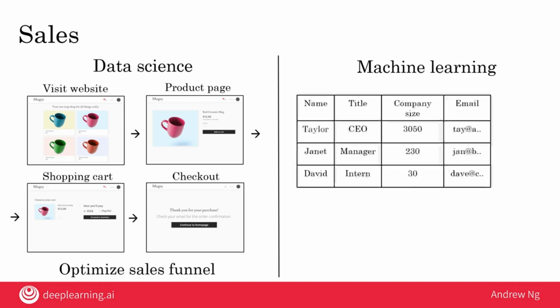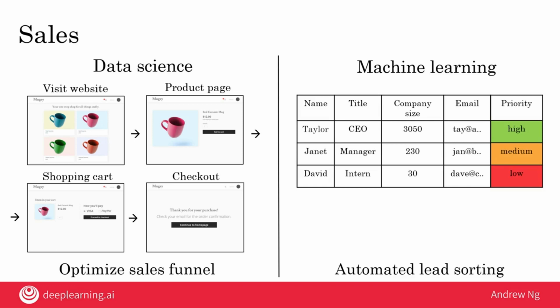If you're a salesperson, you may have a set of leads about different people that you could reach out to convince them to buy something from your company. Machine learning can help you prioritize these leads. So you might want to prioritize calling up the CEO of the large company rather than the intern at a much smaller company. And this type of automated lead sorting is making salespeople more efficient. Let's look at more examples.